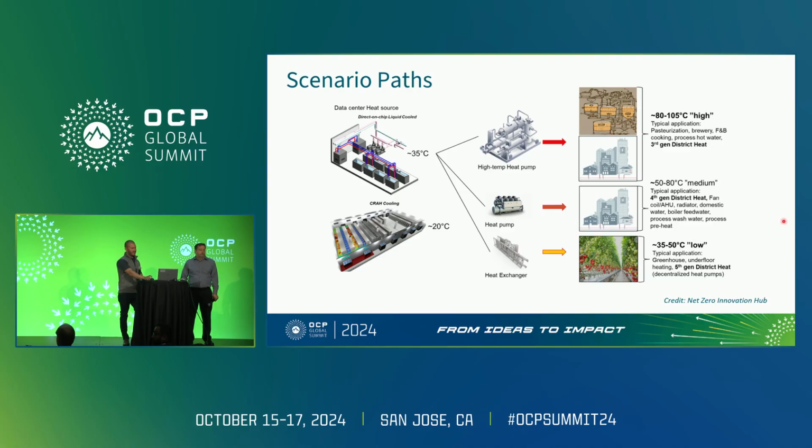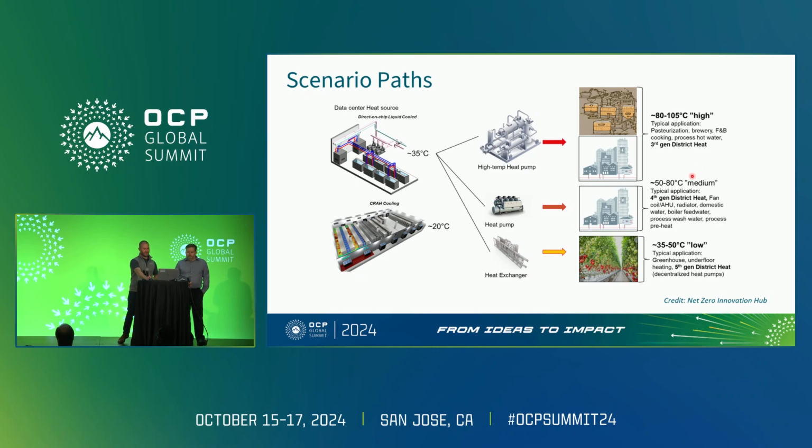So looking at 2 different types of data centers, we have air-cooled on the bottom left here, producing around 20 C liquid, and then direct liquid cooled on the top left, producing around 35 C liquid. We examined the different scenario paths possible with the different grades of heat. It will most likely be the case that for air-cooled data centers, a heat pump will need to be utilized to increase that fluid temperature to match the heat user's requirements. A heat pump or a high-temp heat pump may also be employed in direct liquid cooled data centers to further increase the temperature as well.